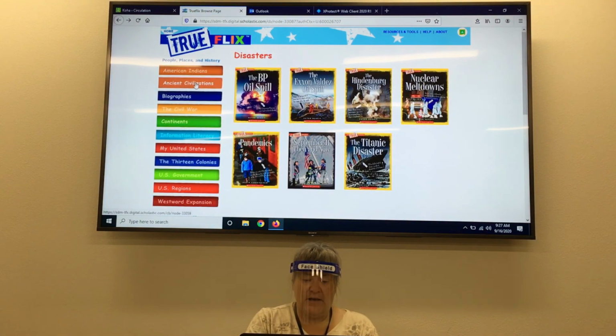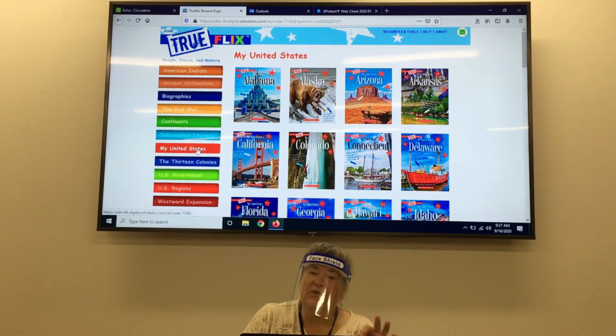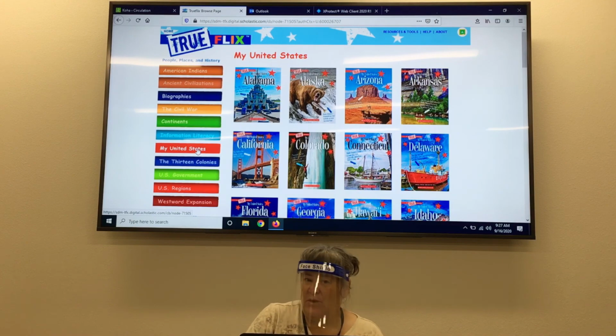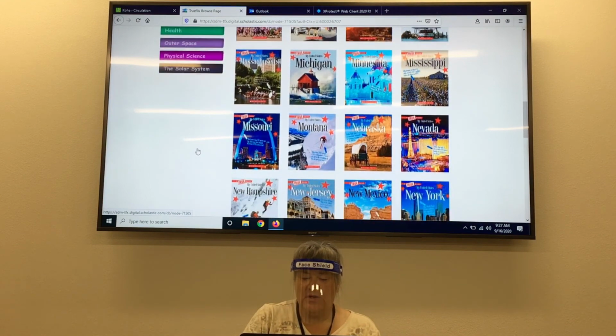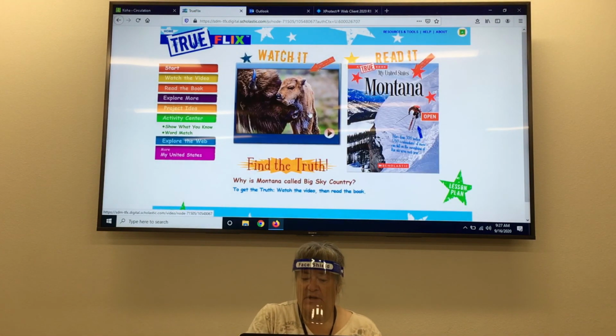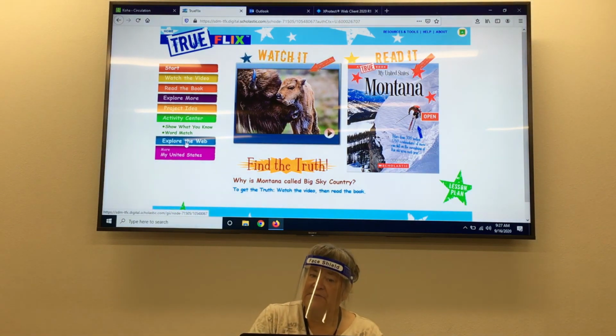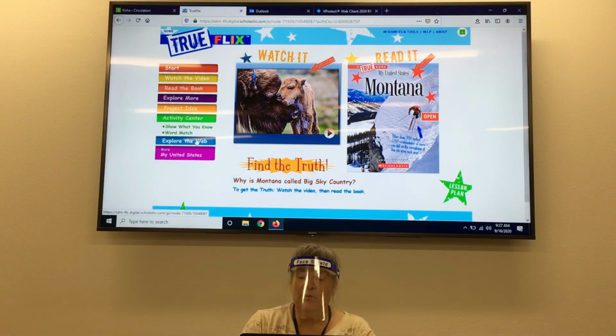Maybe you want to go to a new category. Maybe you want to go to My United States. Look, it's going to have all books from every state. If you're in school and you're doing research on a state, you have to talk about a state. Wow. You could pick the state you're researching. Maybe you're researching Montana. There's a book about Montana. You can watch a video. Oh, buffalo! The book about Montana is going to give you Explore the Web, find out different websites you can go to for information on Montana. What a great research tool this is. I hope you will use them.